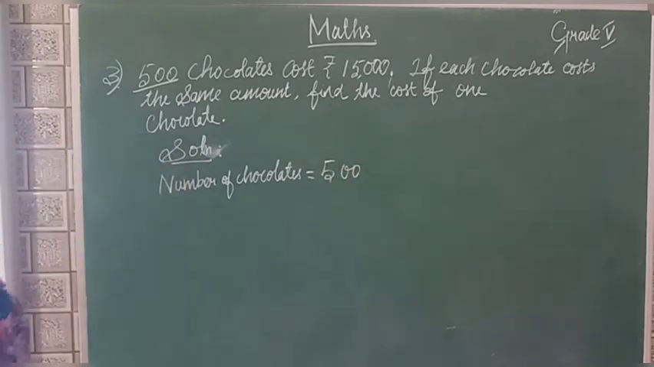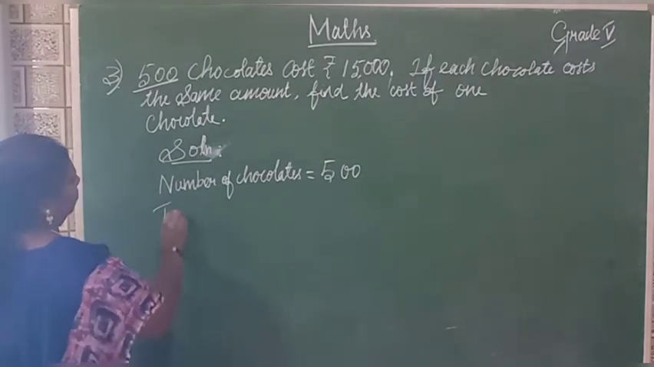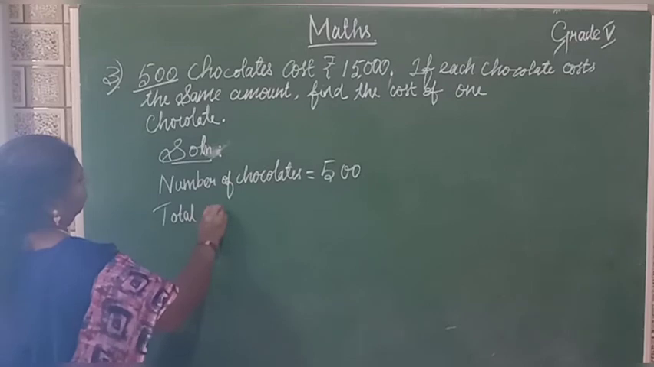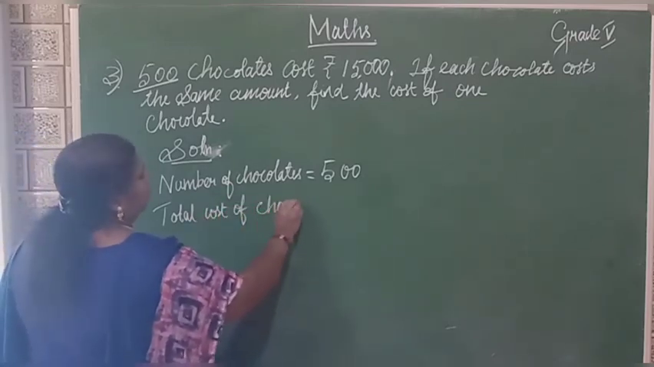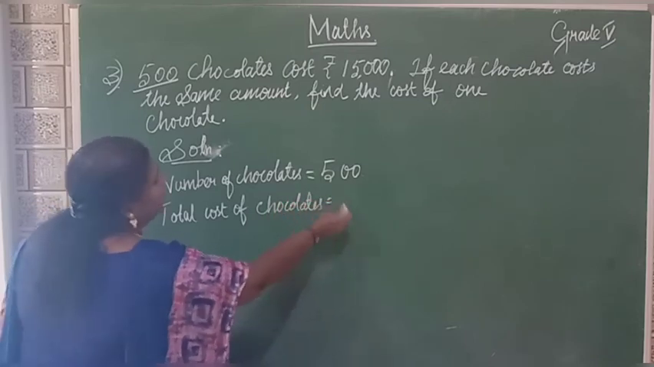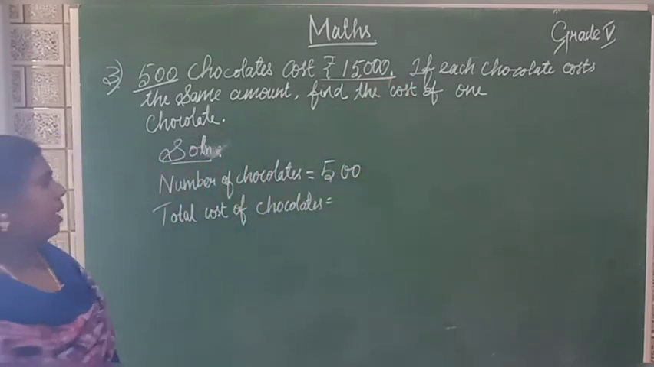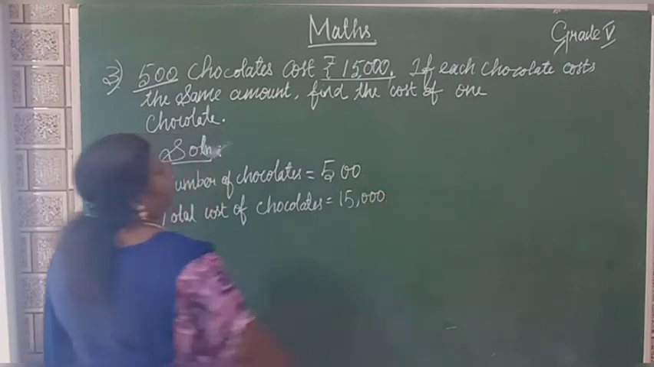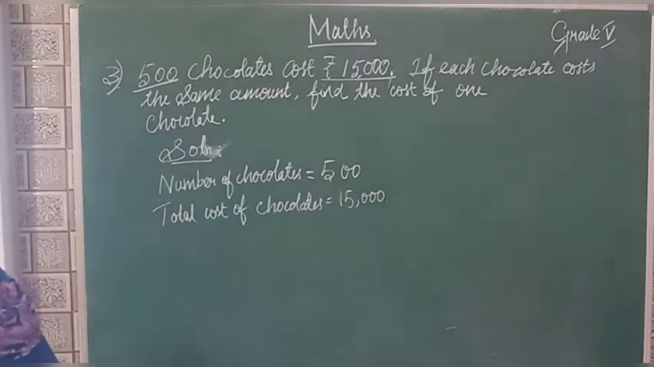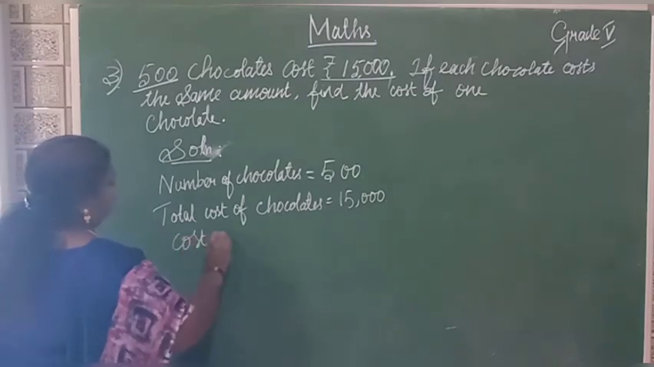Then next, total cost of chocolate. Total cost of chocolate in rupees is how much? It is 15,000, isn't it? Yes, 15,000. So what do you want to find? Find the cost of one chocolate, right? Yes, cost of one chocolate.